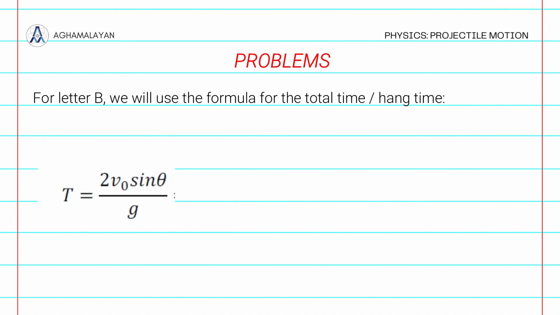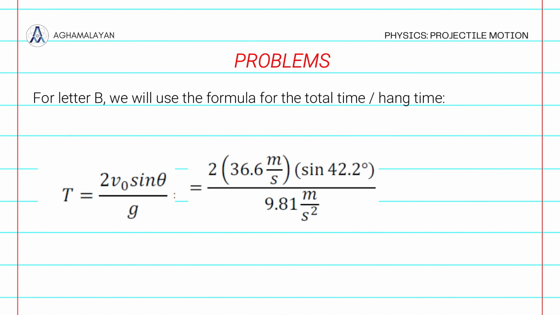For B, we will use the formula for total time or hang time. So time would be equal to 2 times v naught times sine theta all over g. Inputting the values again from our problem, we will have 2 times 36.6 meters per second times sine 42.2 degrees all over 9.81 meters per second squared. Your final answer should be 5.0173 seconds.